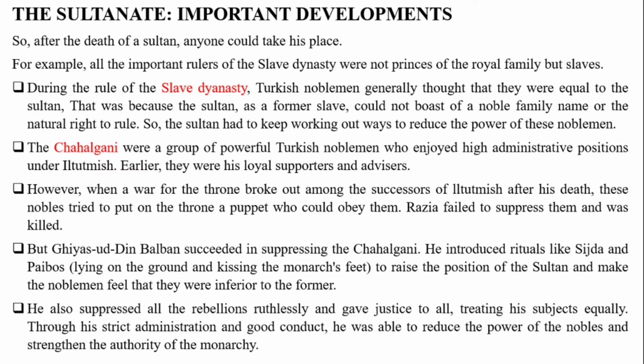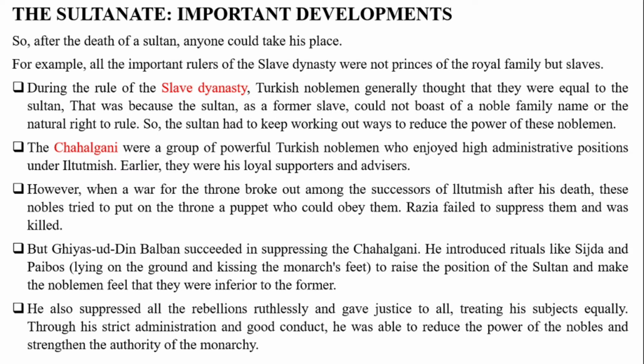The next is the Chihalgani, a group of powerful Turkish noblemen who enjoyed high administrative positions under Iltutmish and were his loyal supporters. Later his daughter Razia failed to suppress them, and she was killed.